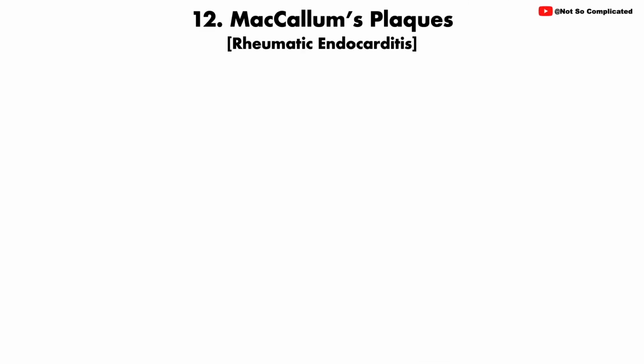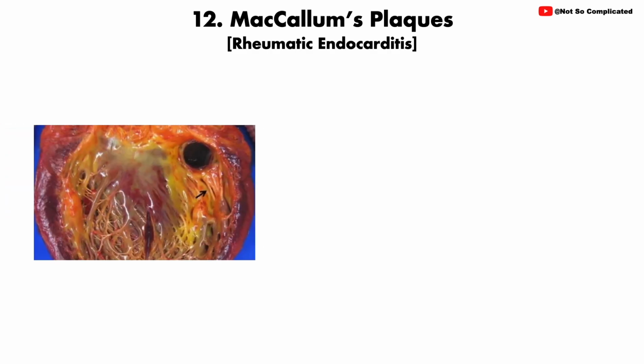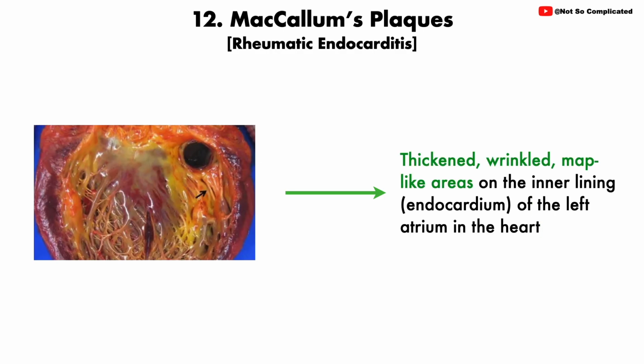The next one we have is McCallum's plaques, and they are typically seen in rheumatic endocarditis, and they look like this. This is a gross feature, not a microscopic feature, so you should not be confused with that. The microscopic feature will have a different composure. All right, so McCallum's plaques are thickened, wrinkled, map-like areas on the inner lining of the endocardium. You can see it in the attached figure right here of the left atrium in the heart. All right, it is seen in the left atrium.